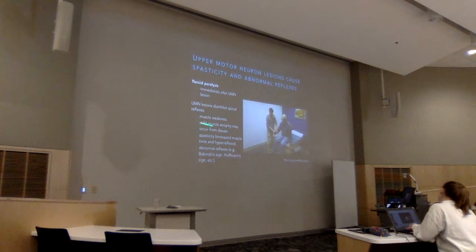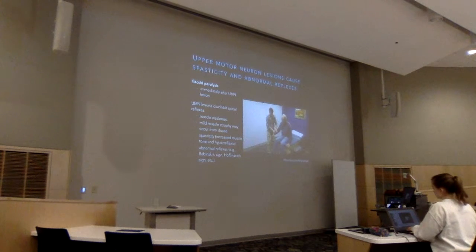You'll certainly see weakness because your ability to control your muscles is impaired. You've lost motor neurons, in this case upper motor neurons. You might see muscle atrophy. This is not from denervation, but instead just from disuse. They're just not being used enough.